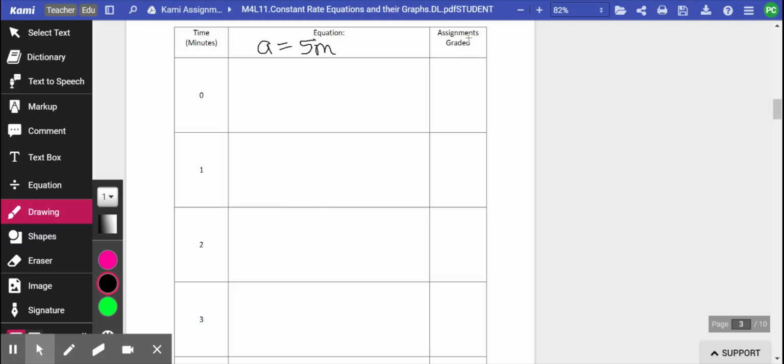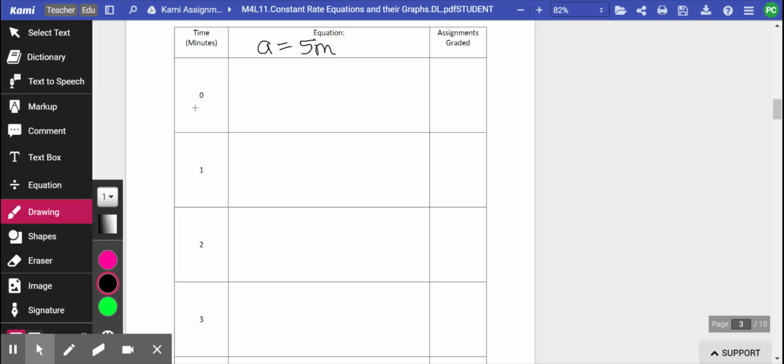And then assignments graded, this is where once we get an answer, the answer is going to go into this space, because we're going to solve for how much time we've been working, and that'll give us how much work I've done. So I'm going to ask you guys this question. This still is connecting to the first statement that said, Ms. Cabral can grade 5 assignments every 1 minute. How many assignments can she grade in any amount of time? We're going to check that now.